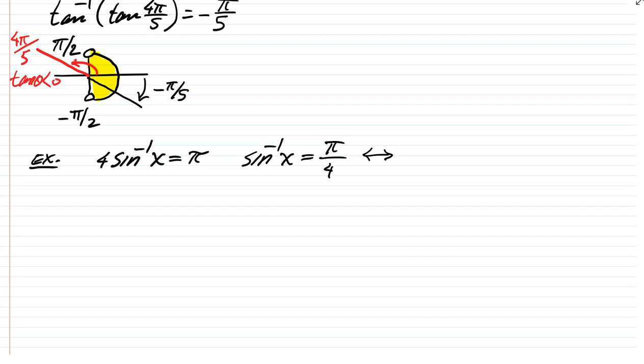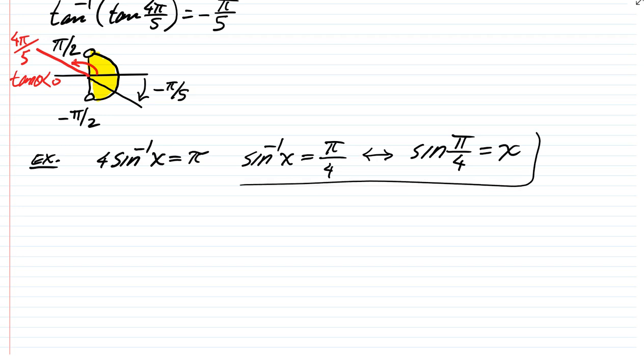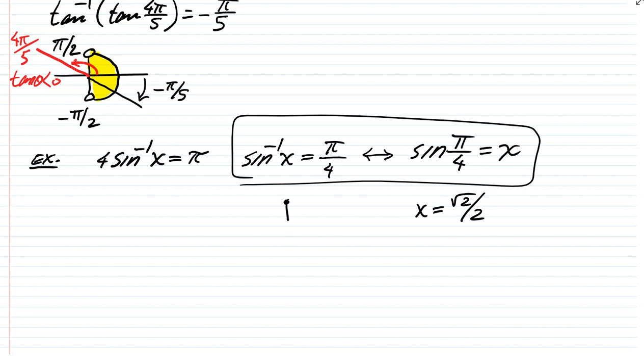What does that mean? Well, that means sine of pi over 4 is equal to x, right? By definition of inverse. Again, we have sine of pi over 4 equal to x, and sine of pi over 4 is root 2 over 2. So x is going to be root 2 over 2. Okay, and that's within the range of the inverse, again, pi over 4. Remember the range of sine. This time it's positive. It's in the first quadrant, right? It's pi over 4.